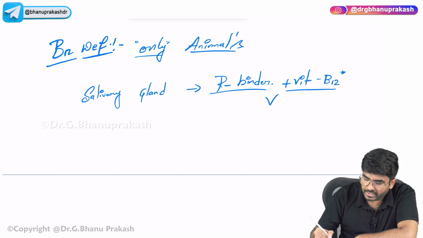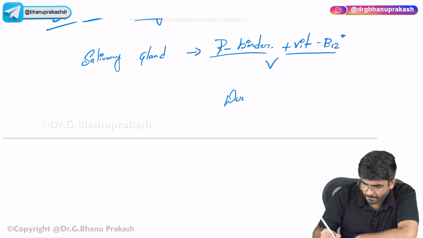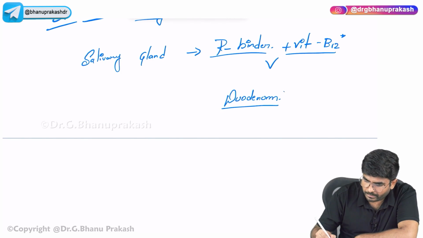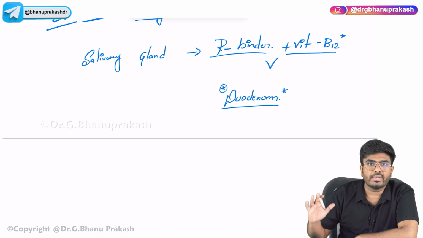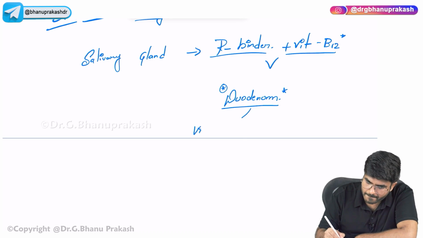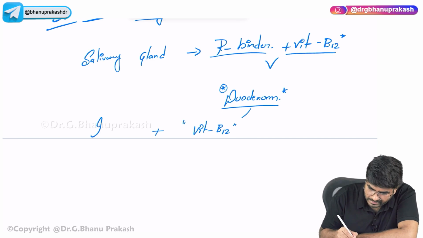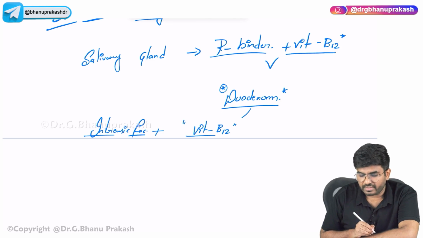Now this vitamin B12 R binder complex comes into the duodenum. In the duodenum, the proteases that are produced are going to cleave the vitamin B12 and R binder complex. Now vitamin B12 is free. Now this vitamin B12 is going to bind with intrinsic factor. So in the duodenum, vitamin B12 is binding with the intrinsic factor.